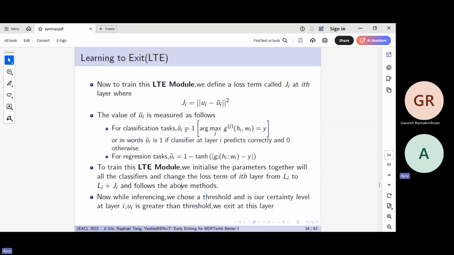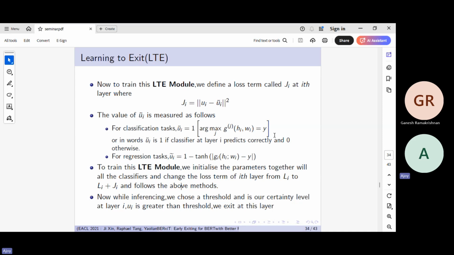u_i hat is not the ground truth. The ground truth label is y, which we are expecting. u_i hat is some other value used for calculating the loss, some kind of expected confidence at layer i.